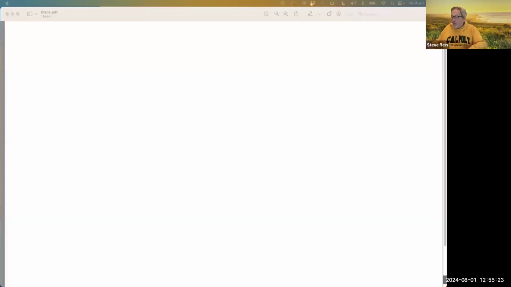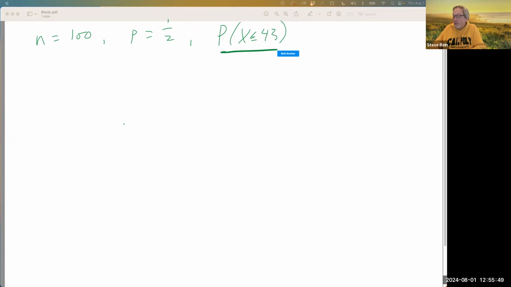Let me just start where we were here. We had an N of 100 trials, fair coin, so 1/2 is the chance of a heads, and we want to find the chance of 43 or fewer heads in 100 flips of the coin. We could solve for that. Again, we could find the probability of 0 and 1 and 2 and 3, and those are already pretty small, but eventually it's a lot of work.